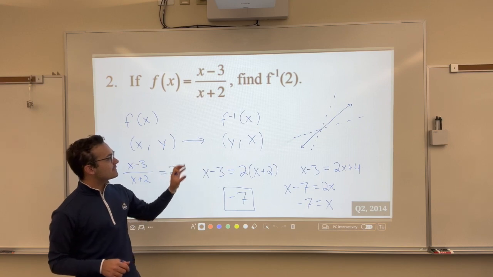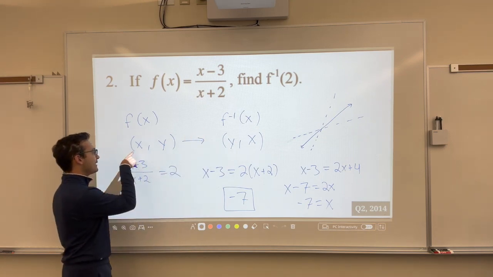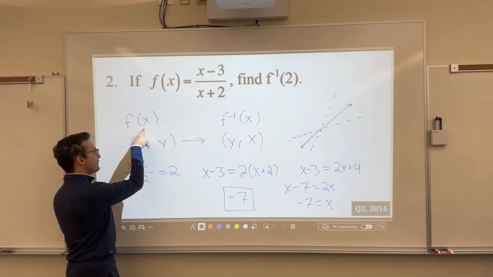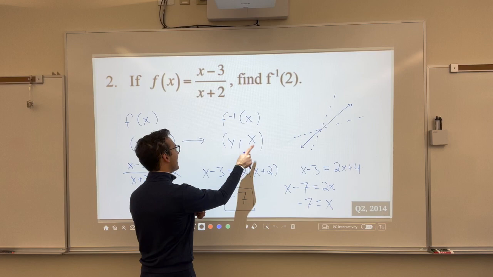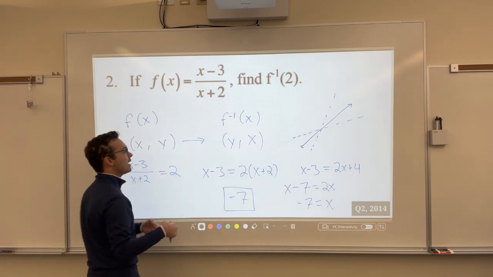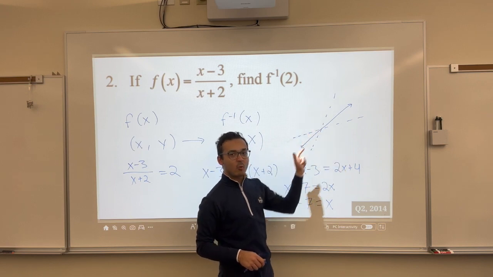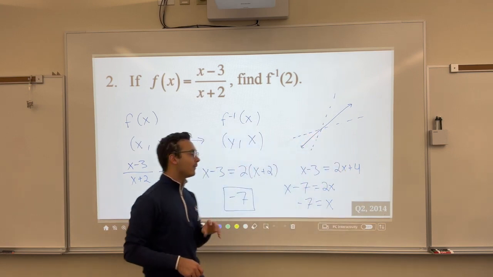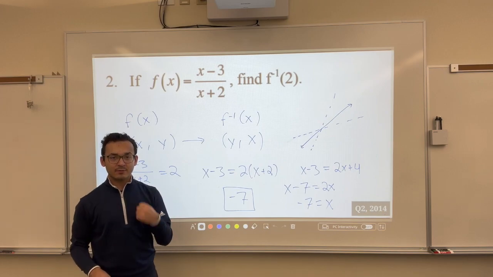The takeaway here is that the inverse function flips the inputs and the outputs. So we have an input, get an output for f of x. We flip them for the inverse, y comma x, instead of x comma y. And again, geometrically, it would be a reflection over the line y equals x. All right, with that problem out of the way, let's move on to the next one of the video.